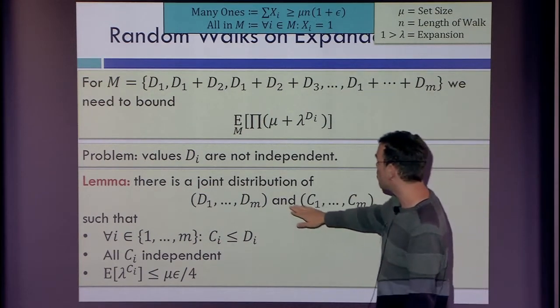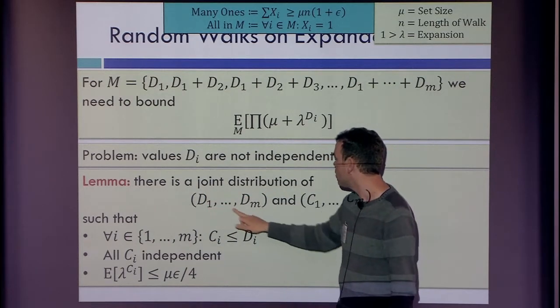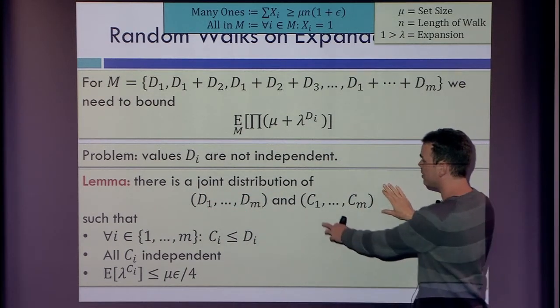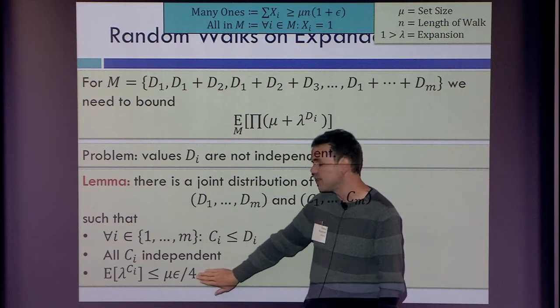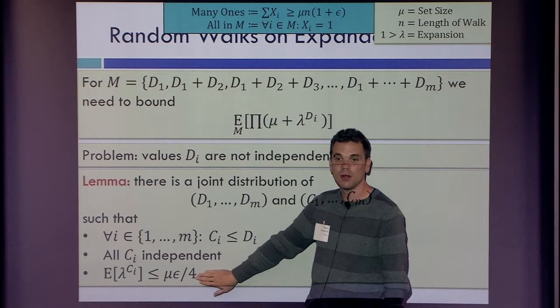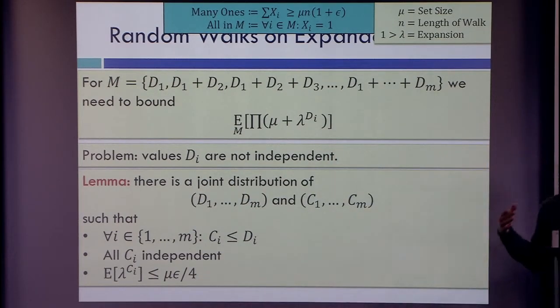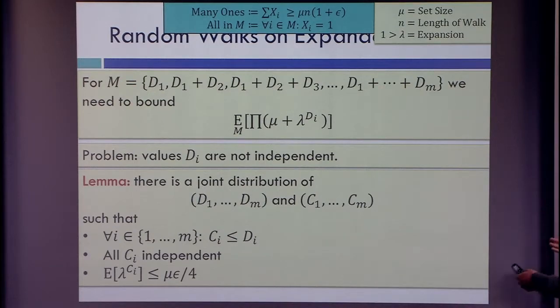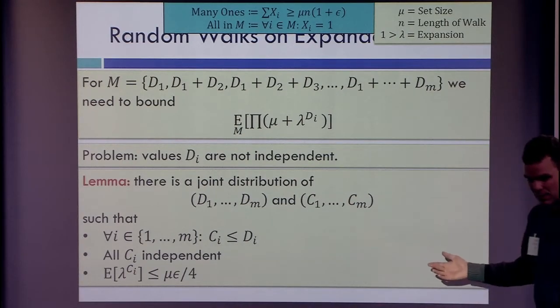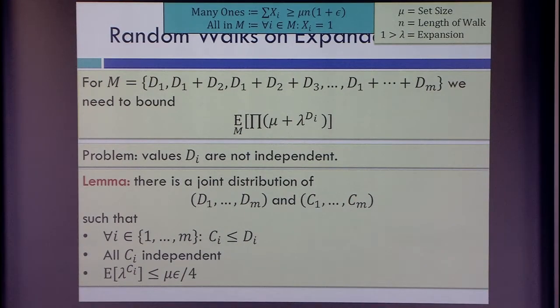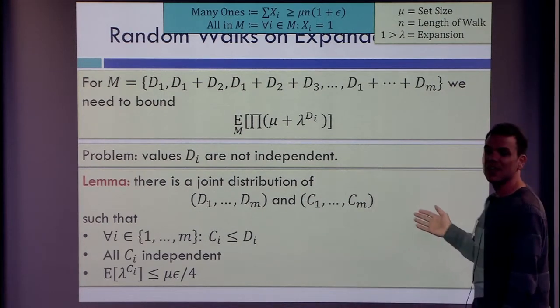What you can show is that there is a joint distribution of D1 to Dm and some random variables C1 to Cm, so that the Ci are smaller, they are independent, and they have a good property. That's a fairly simple thing, and it's very clear how you do it. You need to couple these two things and you get this bound. So you need to think about it. I thought, should I show this? I decided it's more technical than insightful, so I omit the proof. It's an exercise.